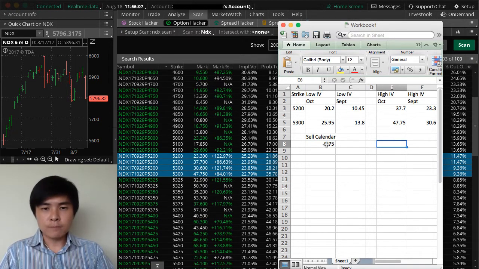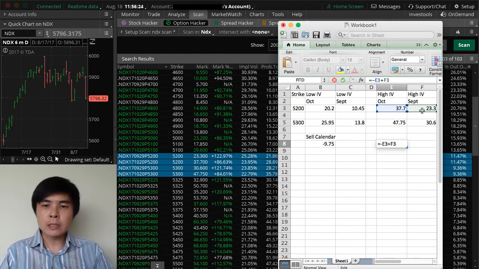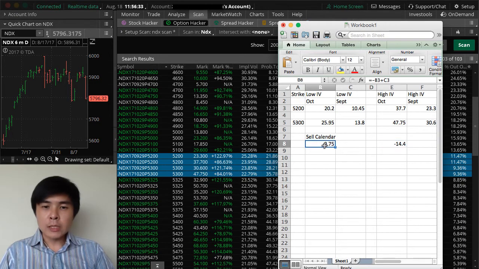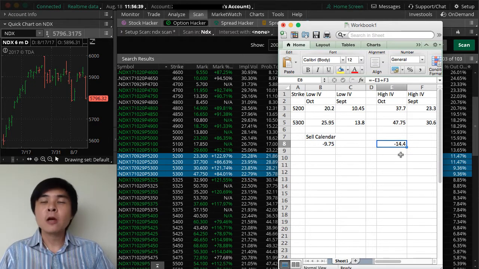So I'm going to copy this formula and put it over here. Alright, what it's taking is selling the October price and buying the September price, and what you get is negative 14.40. You sold at $9.75 yesterday, and today the price becomes negative $14.40. So where's the profit, you'll be asking. Yes, this is the risk of a calendar.